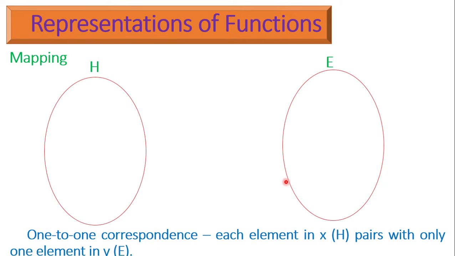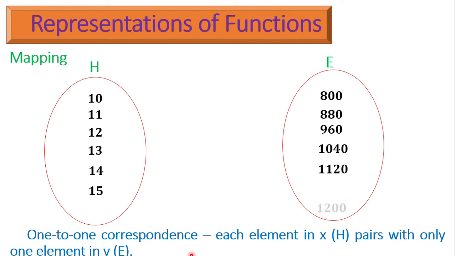Okay. Paano na may mapping? So, sabi dyan, we have one-to-one correspondence, each element in X or H pairs with only one element in Y. Okay, check natin. So, 10, yan, yung 800, 11, 880, 12. So, ito yung mga kinita niya bawat isang oras. Bawat oras na nadadagdag. Ayan, di ba?